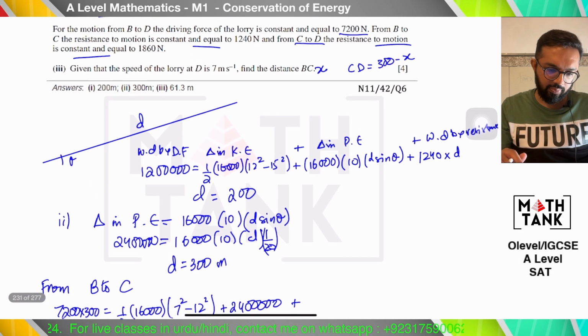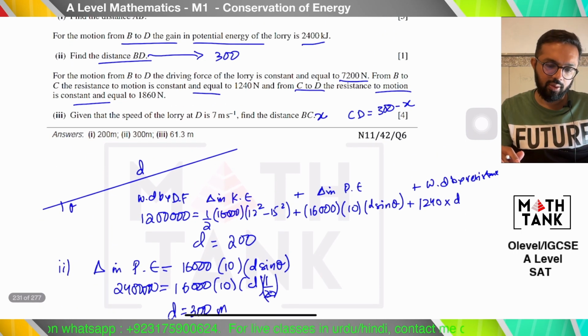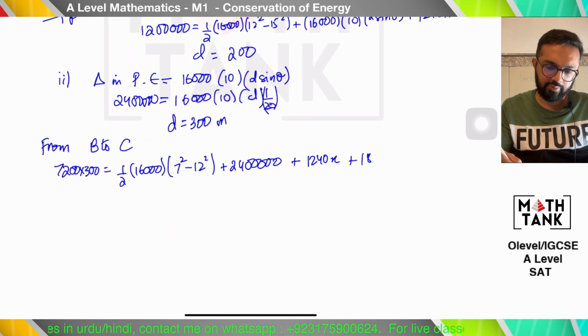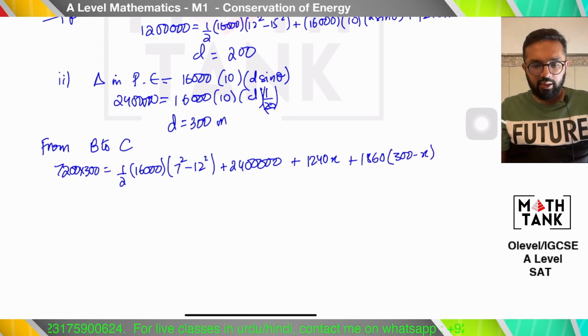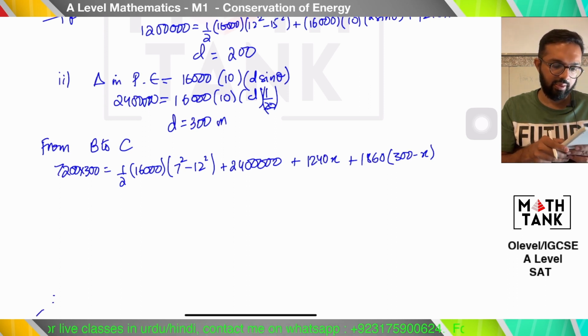I can say that it's 1240 into x plus 1860 into 300 minus x. Solving this again on my calculator: 7200 into 300 equals 8000 into (7 squared minus 12 squared) plus 2400,000 plus 1240x plus 1860 into (300 minus x).